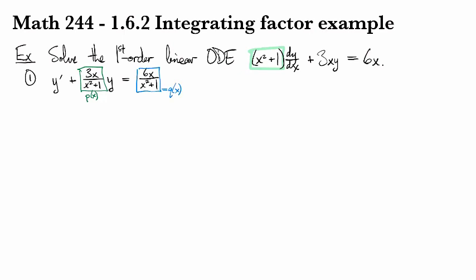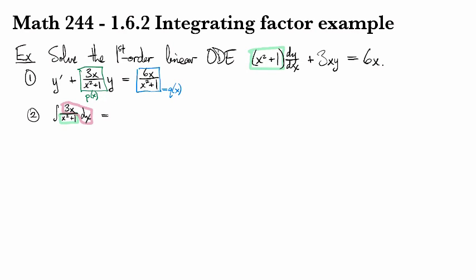Okay, so for step 2, I need to compute the integrating factor. So I'm going to need to integrate 3x over x squared plus 1 dx, first of all. So let's see, how do I integrate such a thing? I'm going to do a u substitution. And so I can see that if I take u to be this denominator right here with the x squared, then when I differentiate that, my du is going to be ready and waiting for me right here.